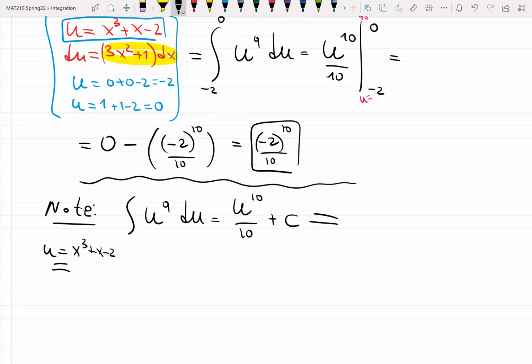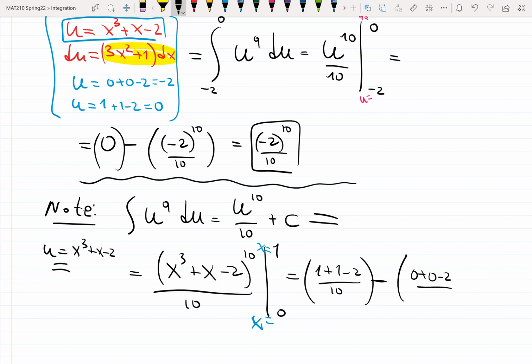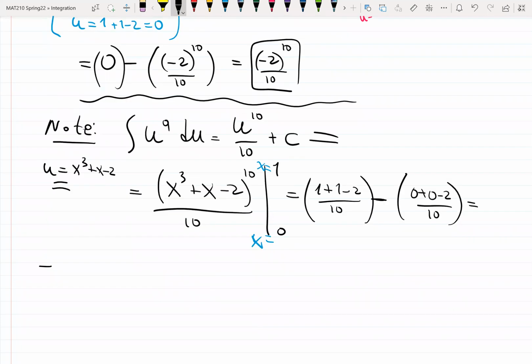So it's going to be x cubed plus x minus 2 to the 10 over 10 bar from 0 to 1. Now you can plug. It should make sense to plug x into x. That's the point. Plug 1 everywhere. It's going to be 1 plus 1 minus 2 over 10 minus, open parentheses, always use parentheses just in case, 0 plus 0 minus 2 over 10. Oh, that was to the 10. That gives you 0 to the 10 minus 2 to the 10 over 10.